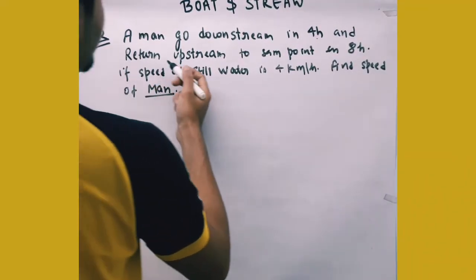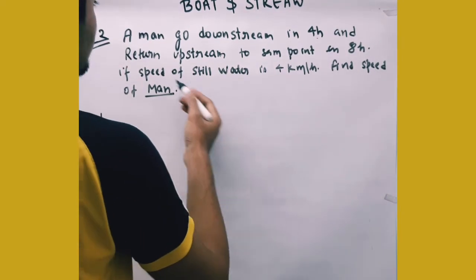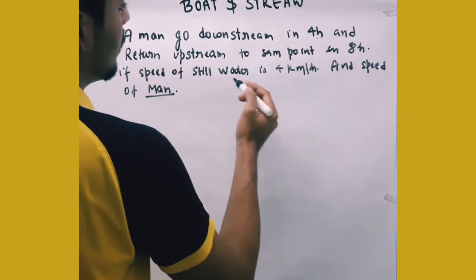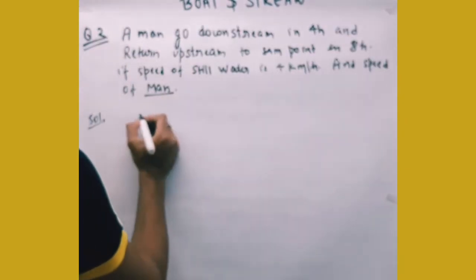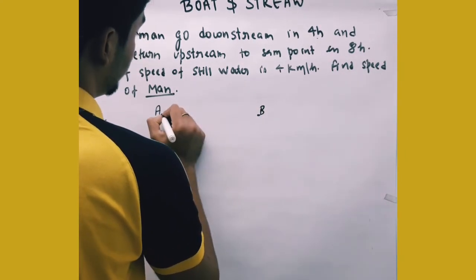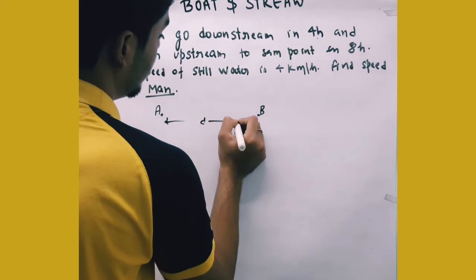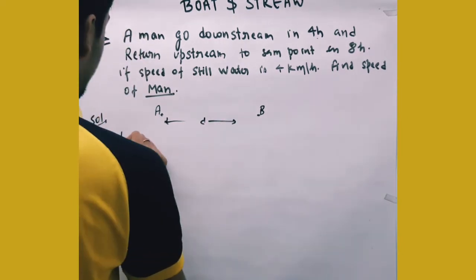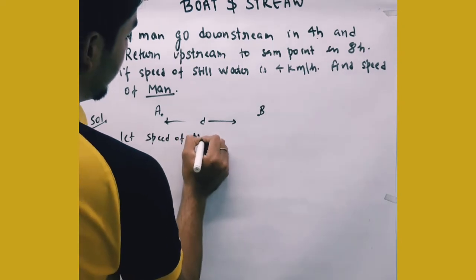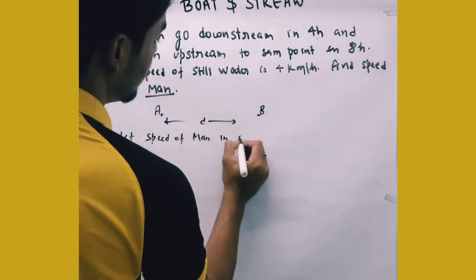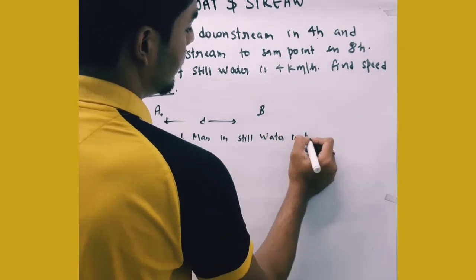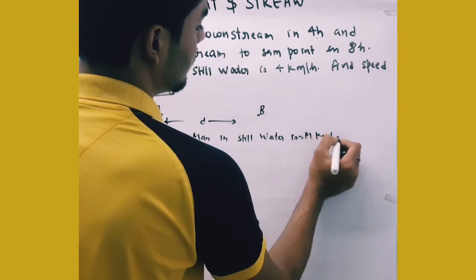It is given that a man goes downstream in 4 hours and returns upstream to the same point in 8 hours. If the speed of still water is 4 km per hour, find the speed of the man. First suppose that the man goes from point A to point B, which is d distance apart. Now let the speed of man in still water be m kilometer per hour.